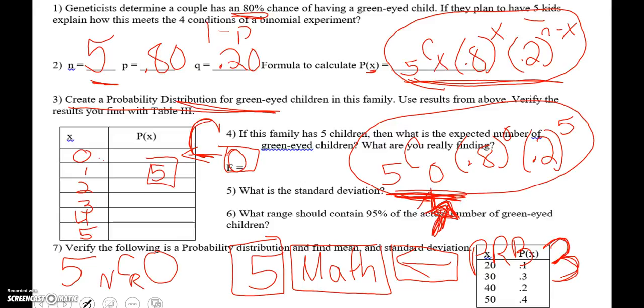Now let's put in the rest of the problem right here, which would be parenthesis, 0.8, parenthesis, raised to the 0 power, and 0.2, parenthesis, raised to the 5th power.